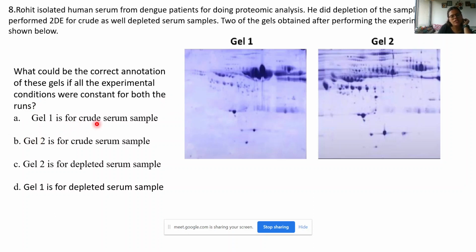Option A, gel 1 is for crude serum sample. Option B, gel 2 is for crude serum sample. C, gel 2 is for depleted serum sample. And option D is gel 1 is for depleted serum sample. So basically you have to identify which of these two gels is of the crude serum sample, and which is of the depleted serum sample.